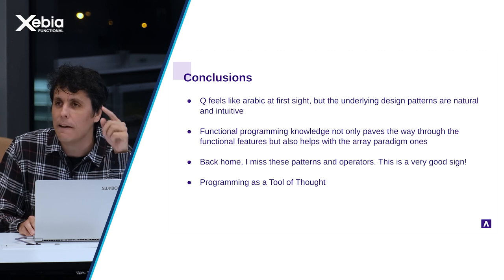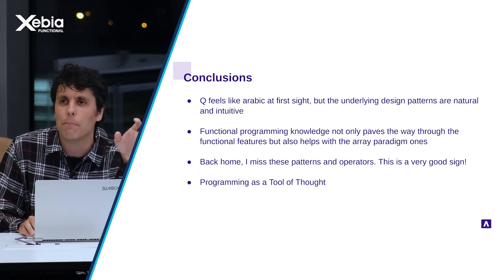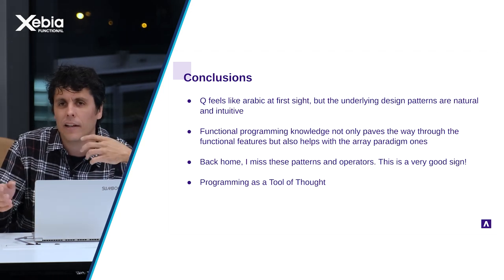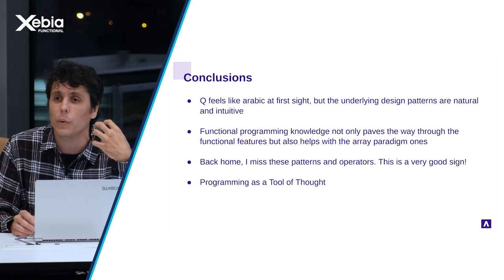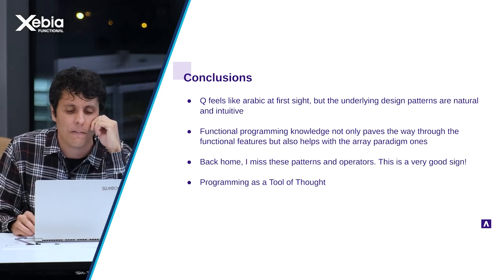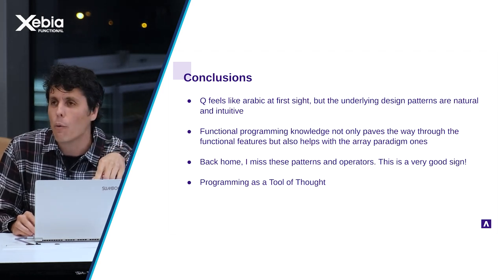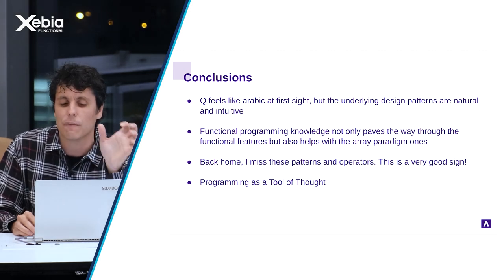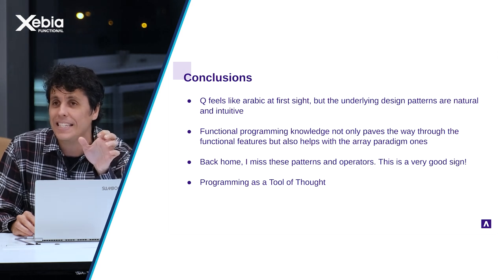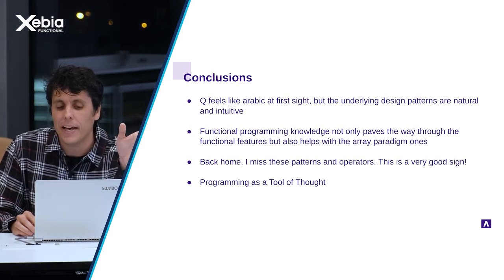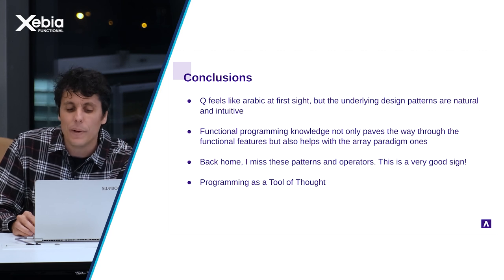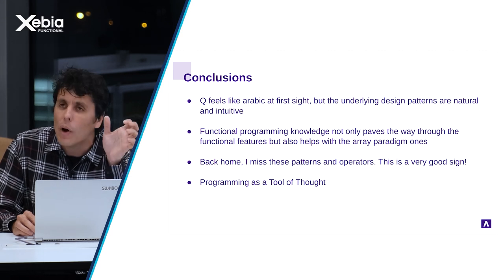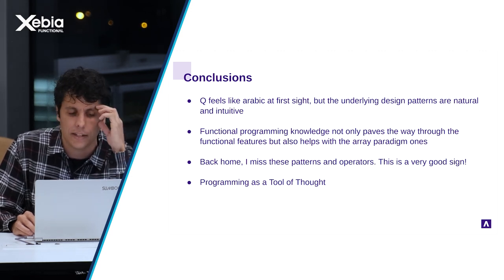Why? Because it not only paves the way through the functional parts, for example, with the iterators, which are higher order functions, or with the data structures, we are very good. We functional programmers are very good with lists, with this kind of structures. But this also helps with the array paradigm ones, because if we know that the syntax of summing a scalar with a list is similar to a functor, and we already know that summing two lists is similar to the applicative functor, we have a lot of things. We know a lot of things before entering this language.